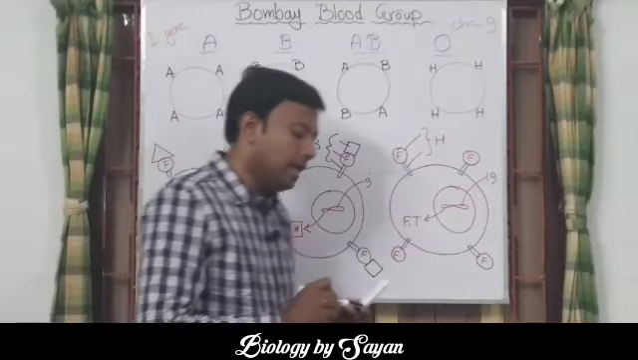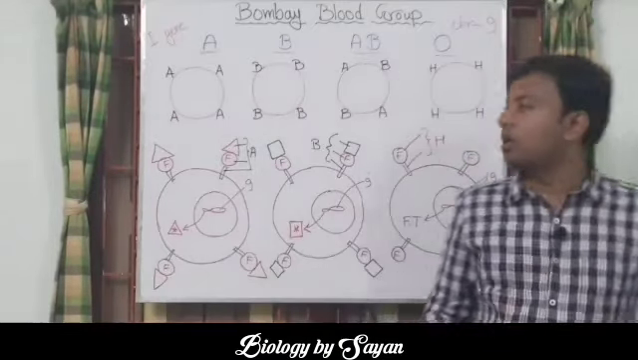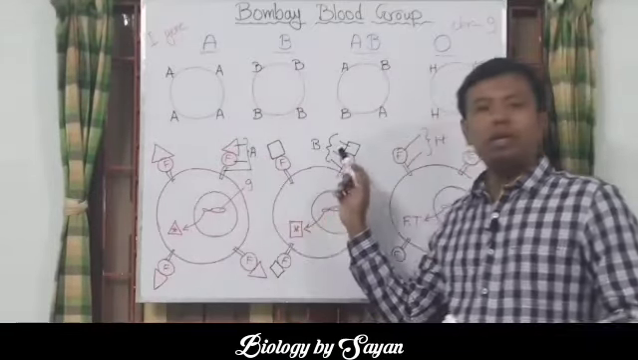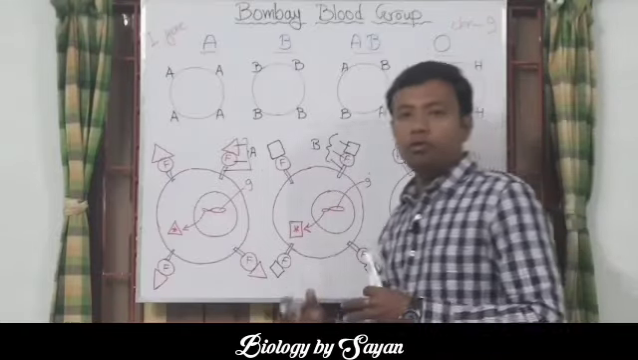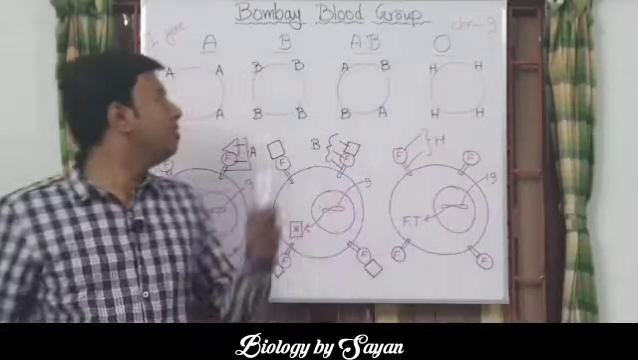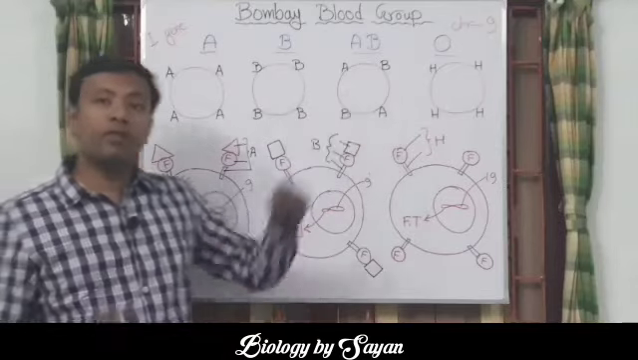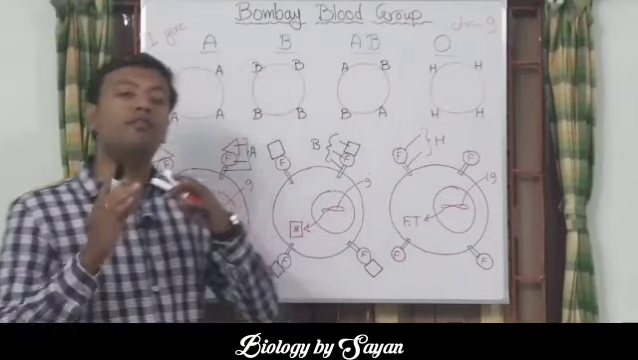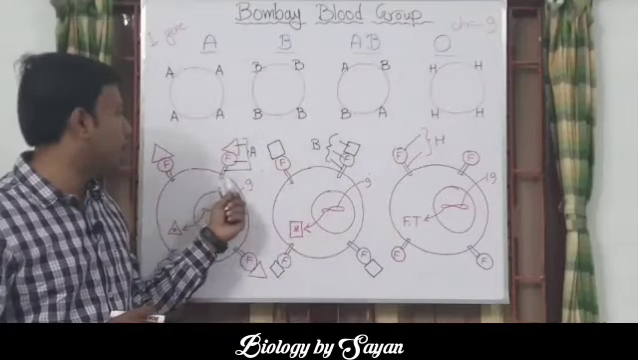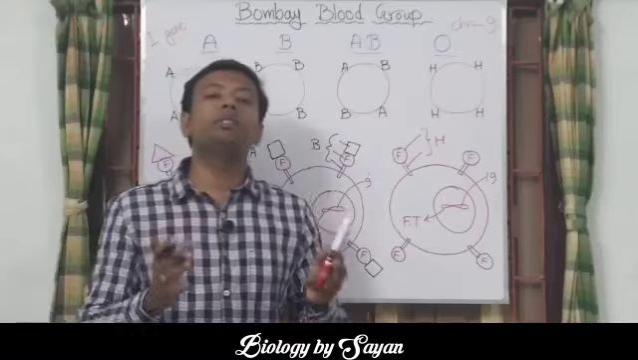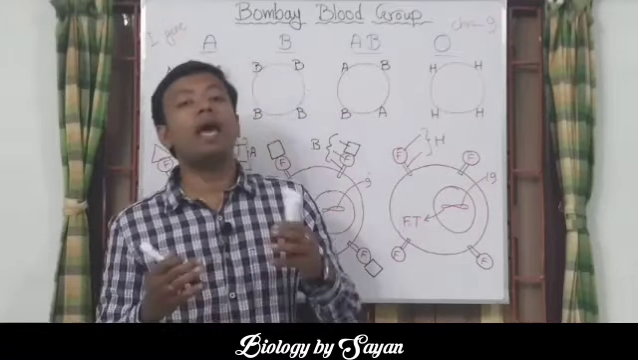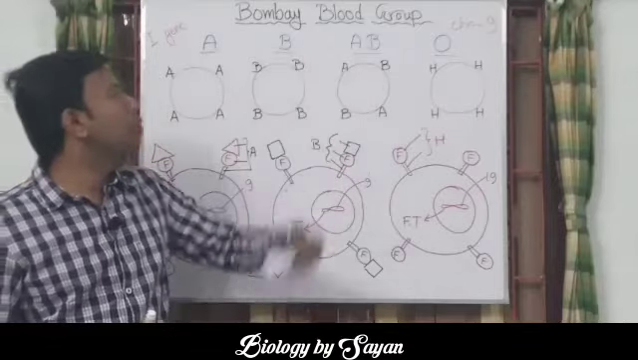So this is how H antigen, being the precursor of A and B antigen, helps to produce the A and B antigen in different individuals. And in case of AB individuals, they are found to possess both A and B antigen on their RBC membrane. Now what happens in the Bombay blood group?